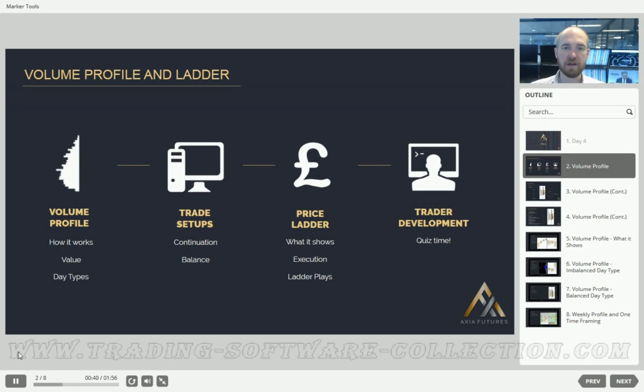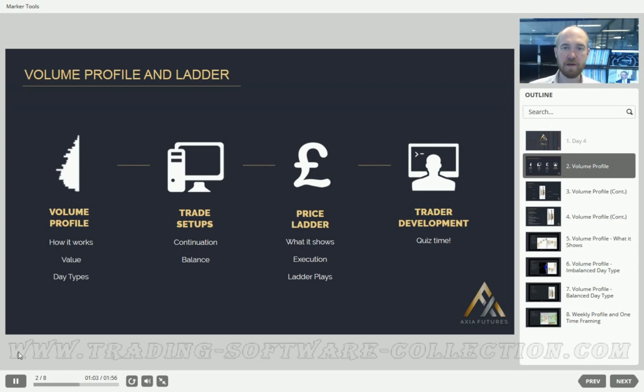Next up, we'll be looking at some actual trade setups. How do you actually apply it? How can you make some money from this? We're going to be looking at both continuation type trades where the market moves away from a certain area, where you see a shift in value, which again we will be talking about, and also balance type setups where the market remains in balance or reverts back to balance.